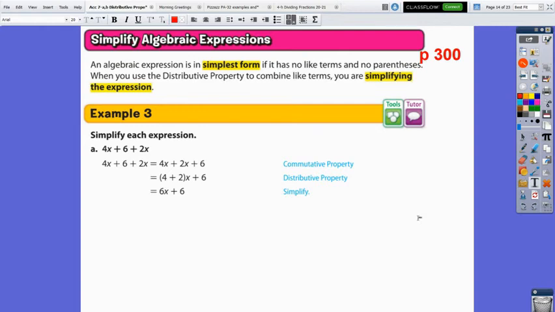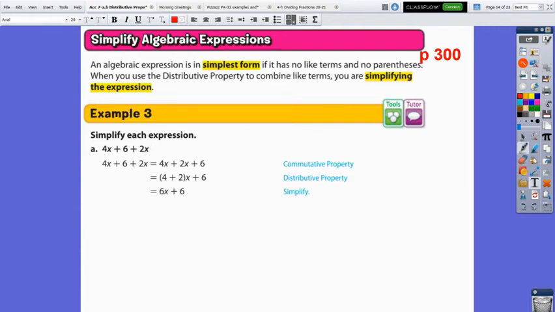And we're going to use this vocabulary to simplify expressions by combining like terms. An algebraic expression is in its simplest form, it is simplified, if there are no like terms and no parentheses. So if you use the distributive property and then you combine like terms, you are simplifying the expression. Sometimes there are no parentheses, and you just combine the like terms. You combine like terms by adding their coefficients. So 4x plus 6 plus 2x. The like terms are 4x and 2x.